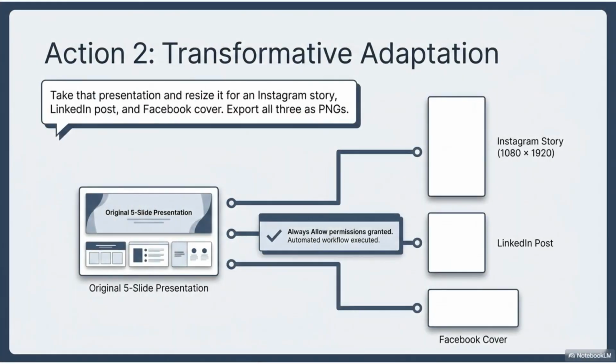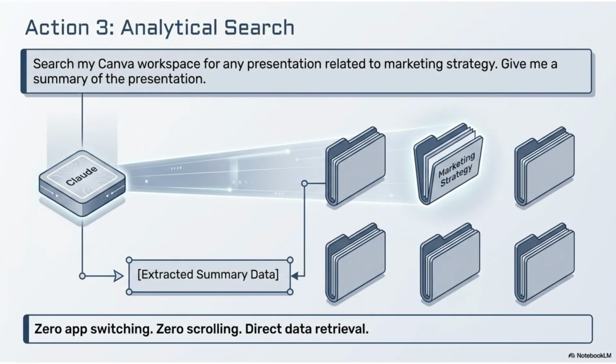Need that presentation resized for an Instagram story, a LinkedIn post, and a Facebook cover all at once? It handles that transformation and exports the files for you automatically. You can even ask it to search your entire Canva workspace for a specific marketing strategy summary without ever leaving the window. Zero app switching, zero scrolling, just direct results.